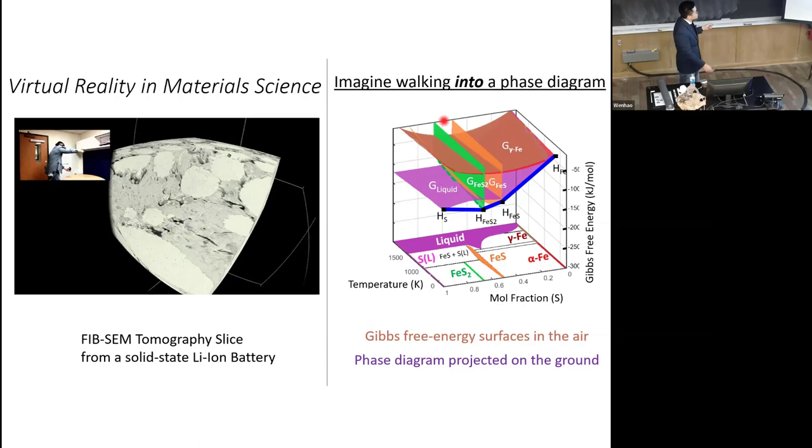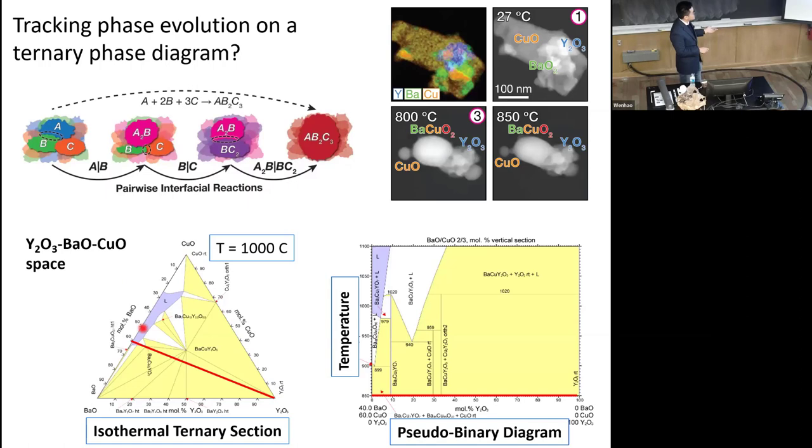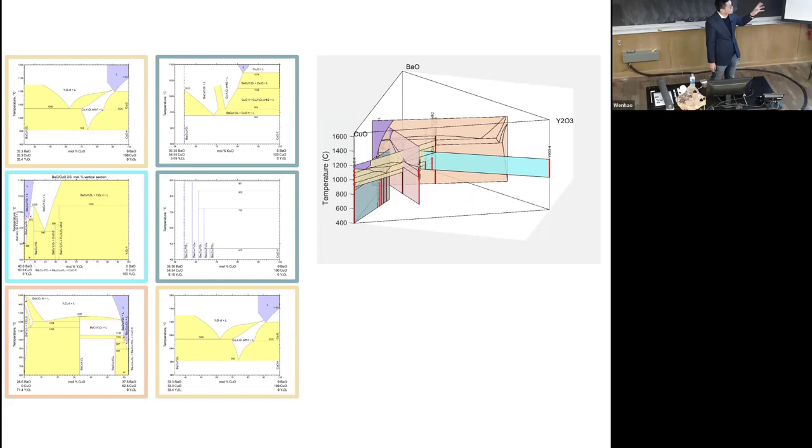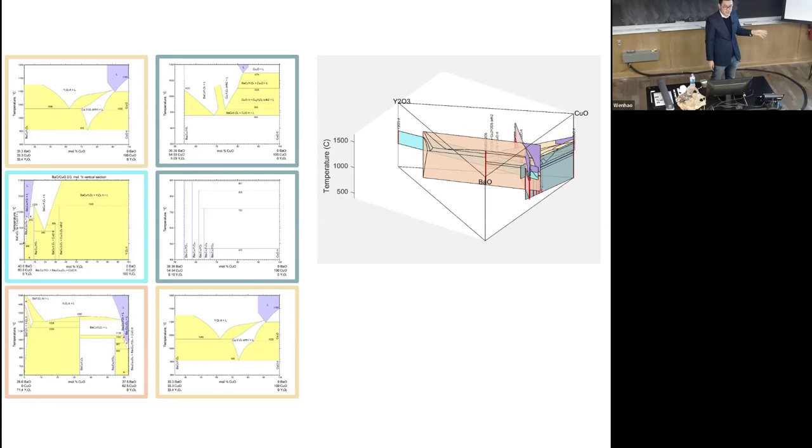And we could do this for ternary phase diagrams too. Normally, if you want to do a ternary phase diagram like this, you would take an isothermal section or some pseudo-binary section. Like this is a pseudo-binary section of the ternary phase diagram. But imagine instead we put all these pseudo-binaries onto a true ternary, and you can walk through this. I don't think it's just for teaching. I think it would actually make us better at designing materials and understanding materials formation pathways.